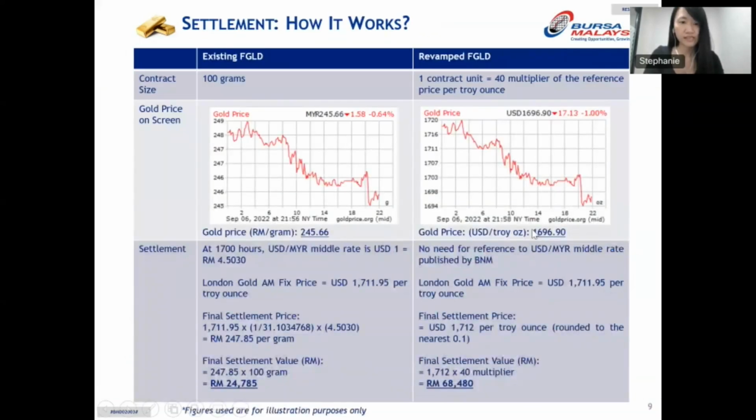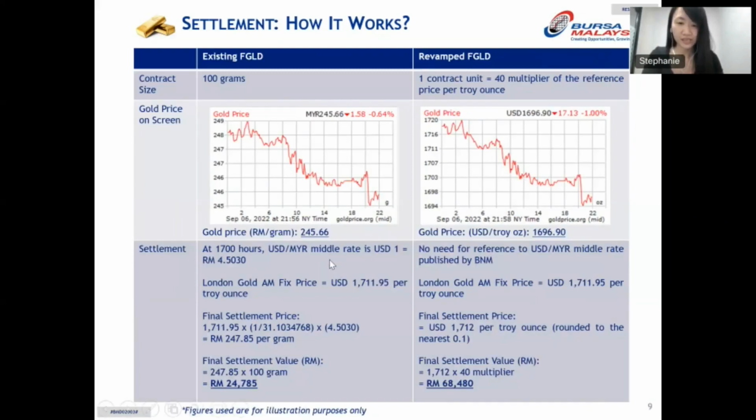Now let's take a look at how we calculate the final settlement price and final settlement value. Previously, we would need to get the LBMA Gold AM price fix, convert the currency, and convert the unit measurement to calculate the settlement price. Now we only need the LBMA Gold AM fixed price and the contract multiplier.